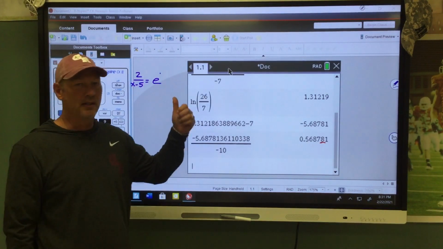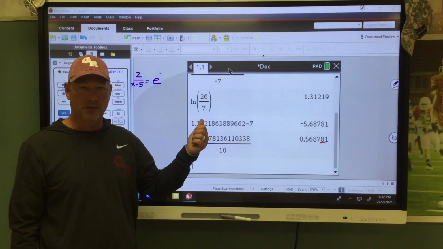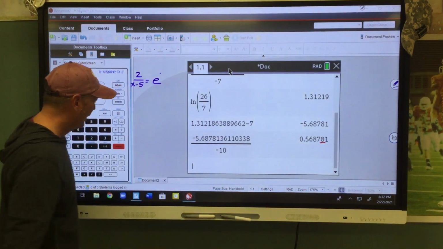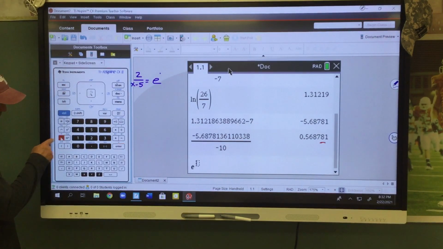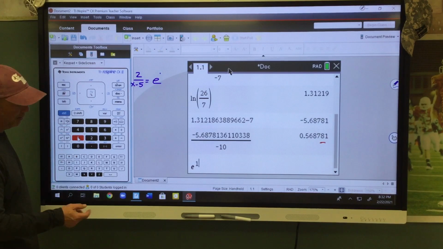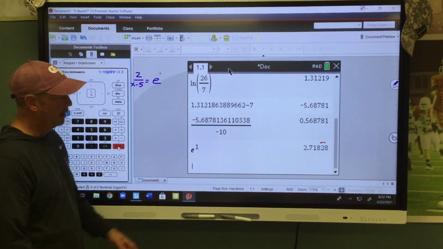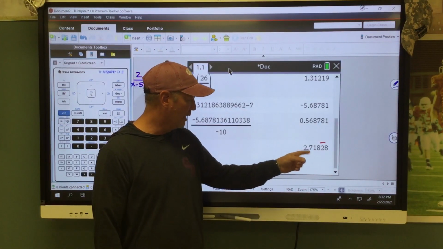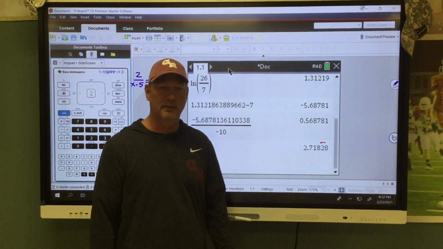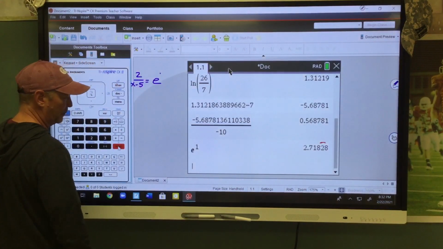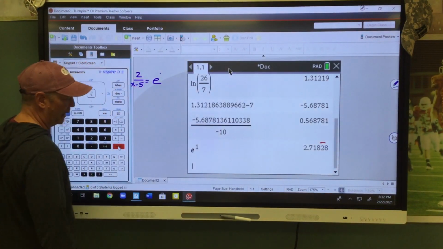I don't know if you remember at the very beginning in our notes what we said it was. So we're going to use the calculator to help you. Okay? E. Push the button. E to the first power. Enter. Remember what we said? It's what we said on the very first page. 2.71828. That's e to the first power. So we're going to solve this equation. 2.71828.